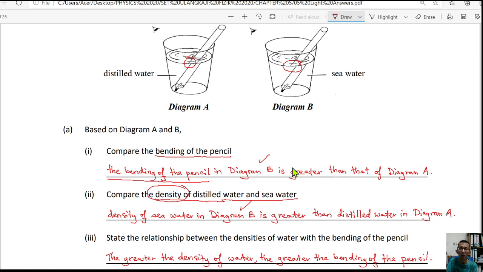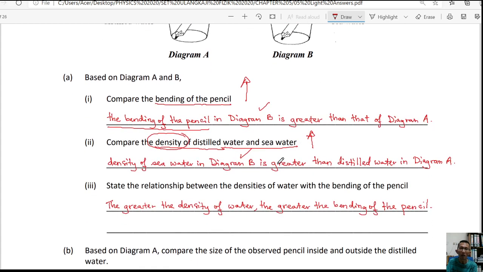Okay, so in diagram B, the bending is greater. And then the density in diagram B is also greater. So next, we go to the next one. State the relationship between densities of water with the bending of the pencil. So you can see here, the greater the density of water, the greater the bending of the pencil. Okay.